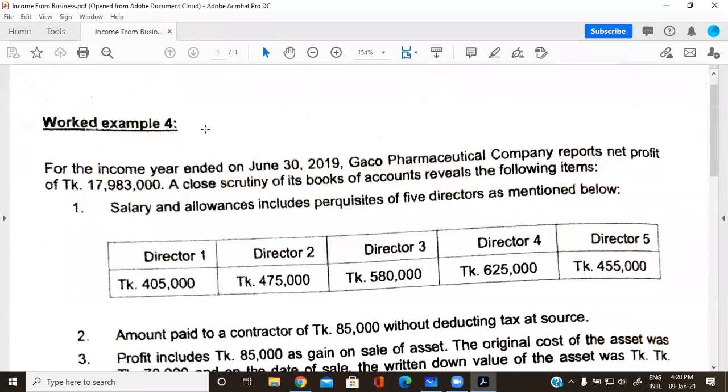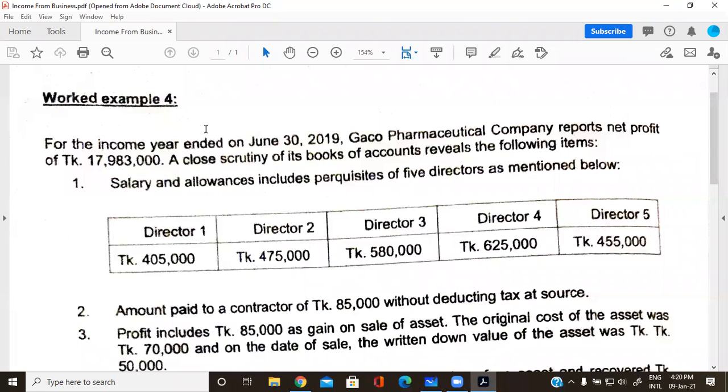So quickly we'll try to see a problem from the text, that is example 4. First of all, this is a Gecko Pharmaceutical Company. So company and the individual business owner in the income from business have very good amount of similarities. We'll also try to see the income from business from the company perspective in the coming classes. So let's talk about it first. Say our name is Gecko Pharmaceutical Company, and the income year ended on June 30, 2019. And what is the first?